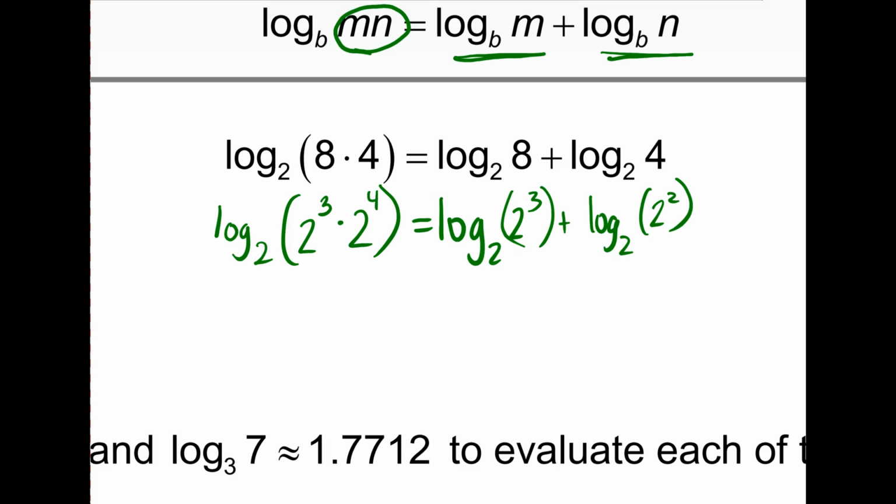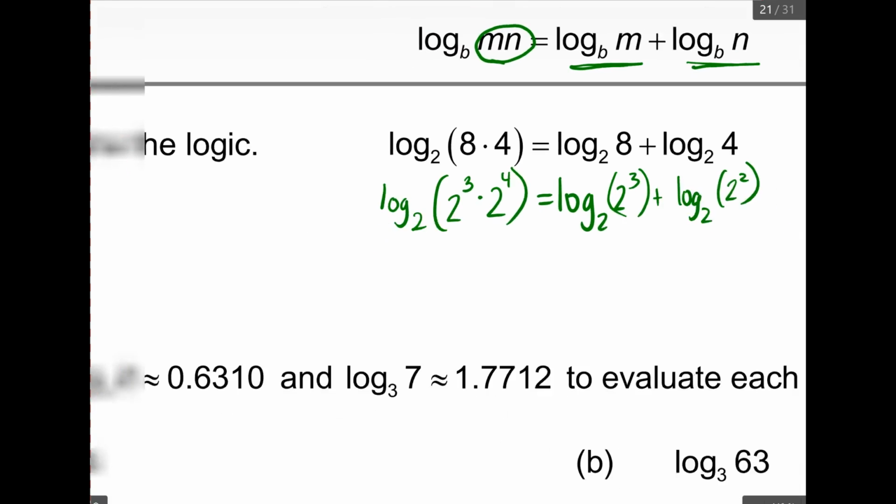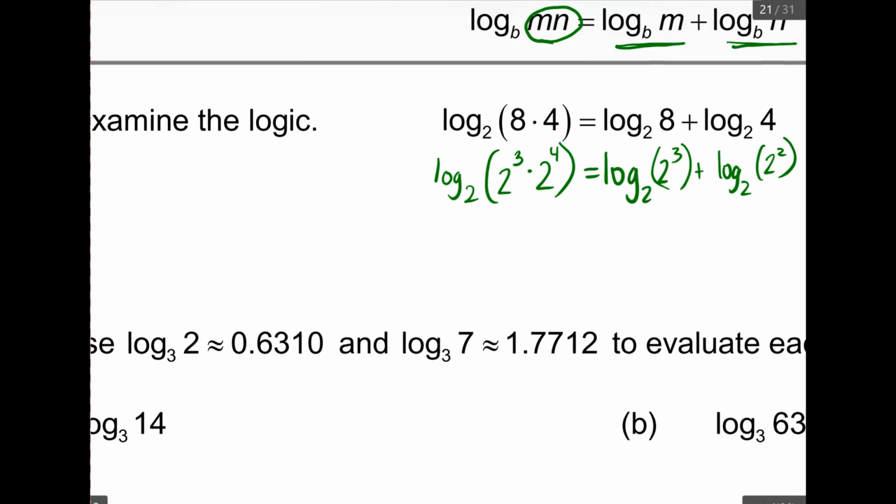So I could take each one of these, for instance, on the left side. If I write log base 2 of 2 to the third times 2 to the fourth equals y, I can say 2 to the y is equal to 2 to the third times, oh, it's supposed to be the second, I'm sorry.